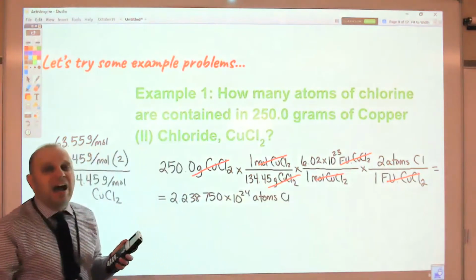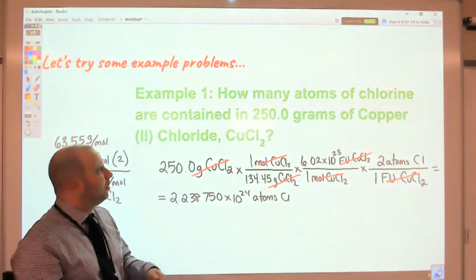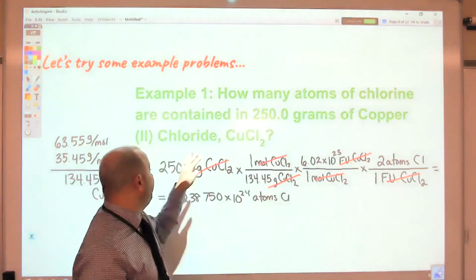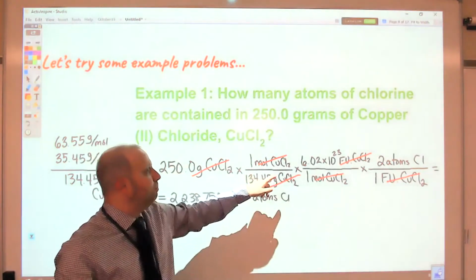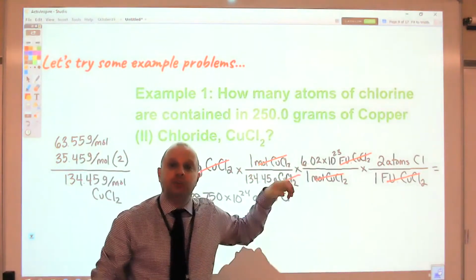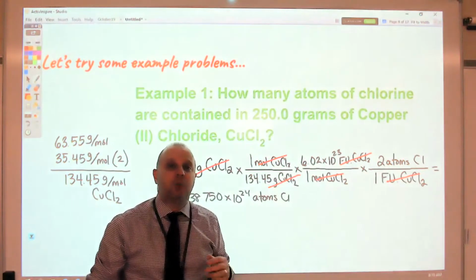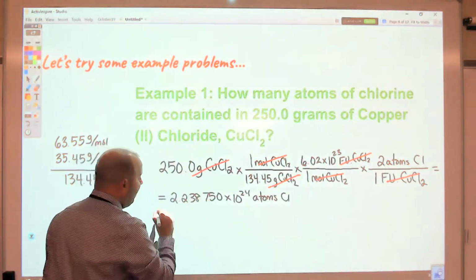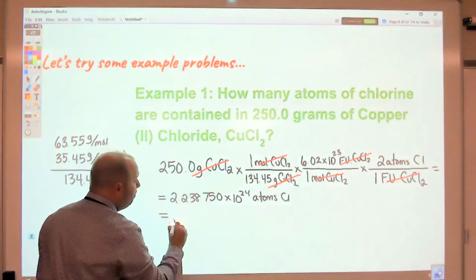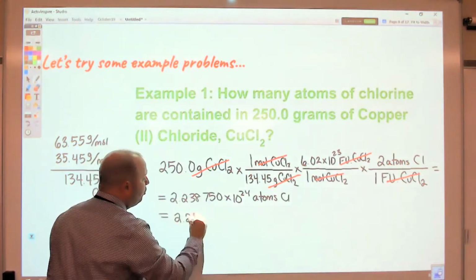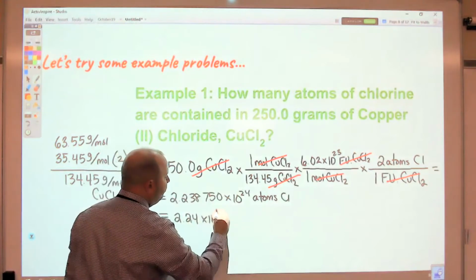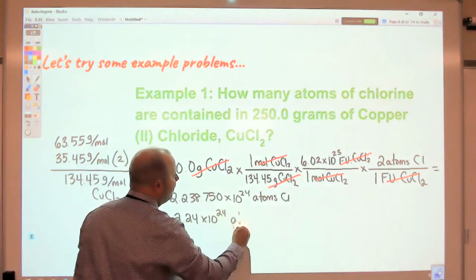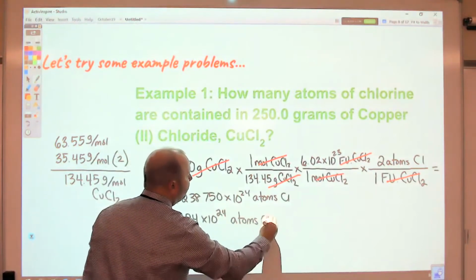But of course, I need to look at significant figures. So I have 4 significant figures here. I have 5 here, but I only have 3 here. So anytime we're using Avogadro's number, we're going to be limited to 3 significant figures. So in this case, my final answer is going to be 2.24 times 10 to the 24th atoms of chlorine.